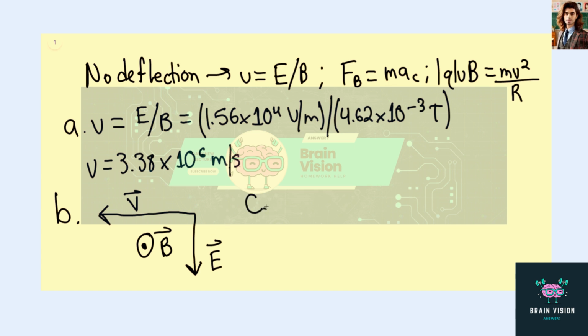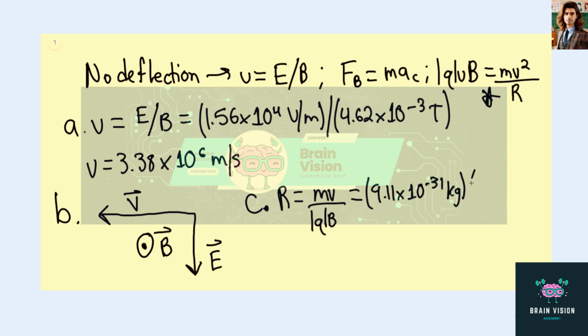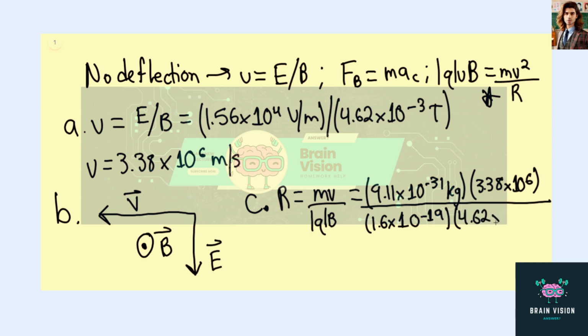For part C, however, we want to find the radius. So we are simply taking this equation right here and isolating r. So r is going to be equal to mv divided by the absolute value of the charge times the magnitude of the magnetic field. This is going to be equal to the mass of an electron, 9.11 times 10 to the negative 31st kilograms, times the velocity that we just found, 3.38 times 10 to the sixth meters per second, divided by the charge on an electron, 1.6 times 10 to the negative 19th, times the magnitude of the magnetic field, 4.62 times 10 to the negative third Teslas. And we find that the radius is going to be equal to 4.17 times 10 to the negative third meters.